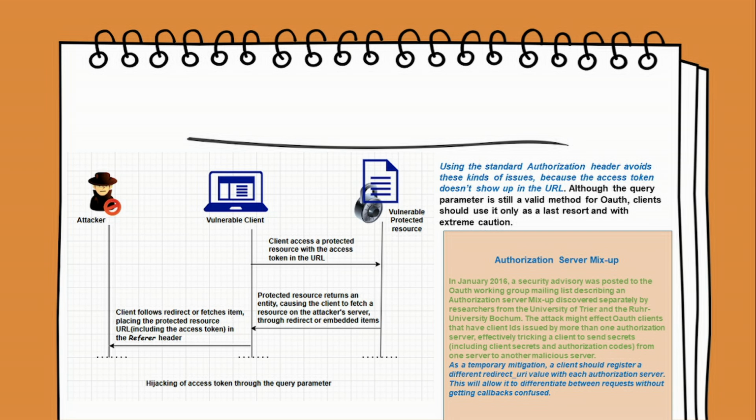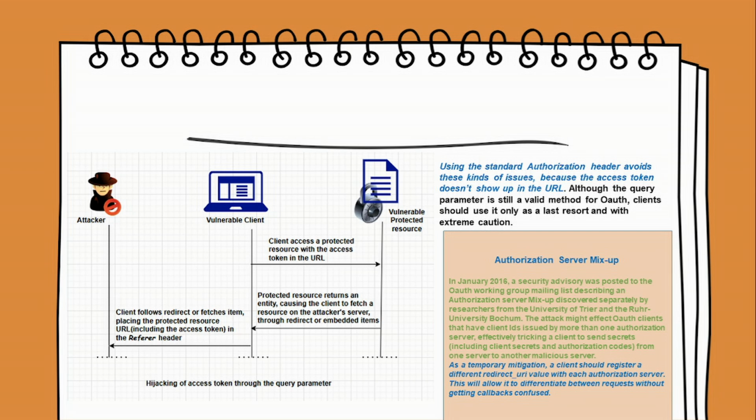So using the standard authorization header avoids this kind of issue, because the access token does not show up in the URL. That means you have an API, and you're just passing the access token as an authorization header. So in this case, you are avoiding this. Again, you have some other way, but in general, in the industry, people are not practicing the vulnerable way. But at least you need to know, so if someone is using it or trying to use it, you can stop it.